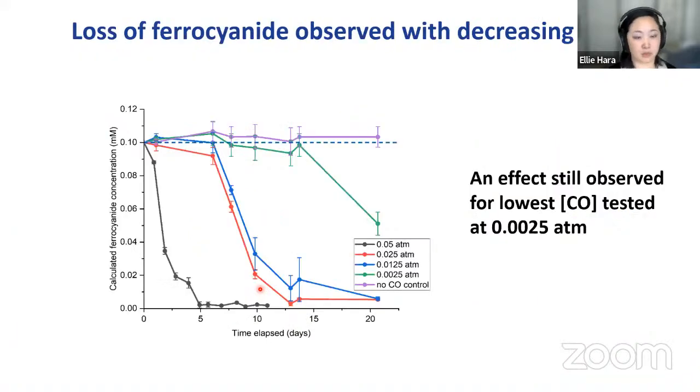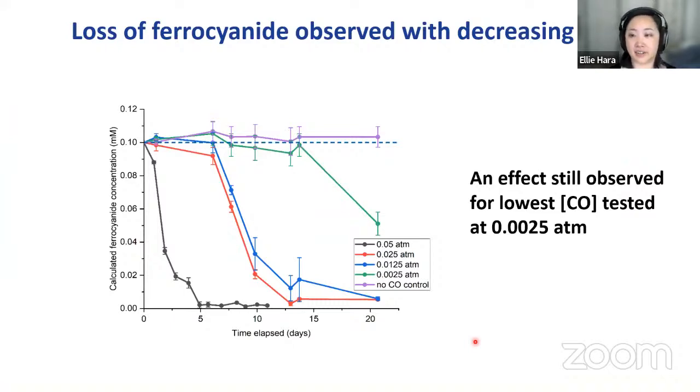So for the next experiment, we took our faster system, the alkaline 9.1 pH, and even down to 0.0025 atm, we were still able to see this decrease of ferrocyanide over time. What that tells us is, wow, even though it's slower, this reaction seems incredibly favorable. So if there's ferrocyanide and there's CO, this ligand exchange is going to occur, and an equilibrium will form between these states. Awesome, this is great.